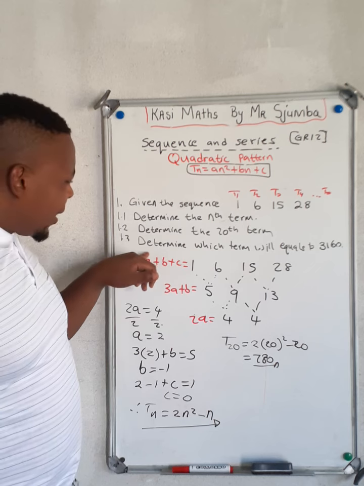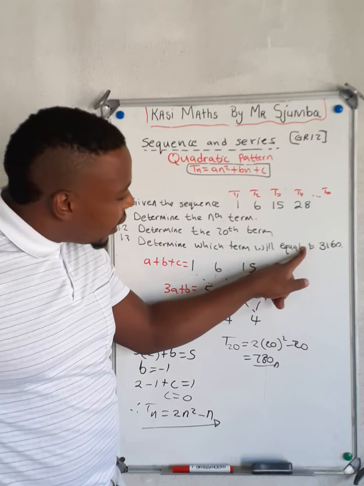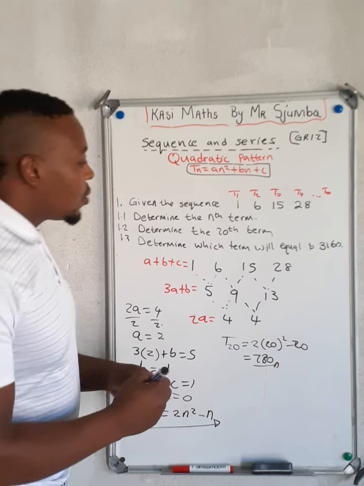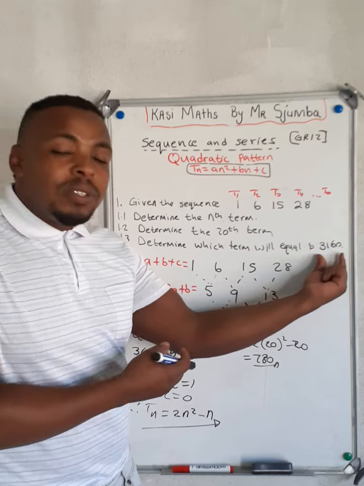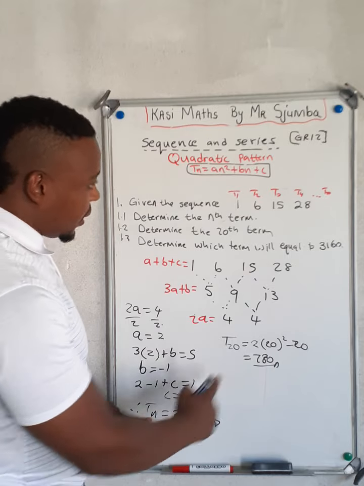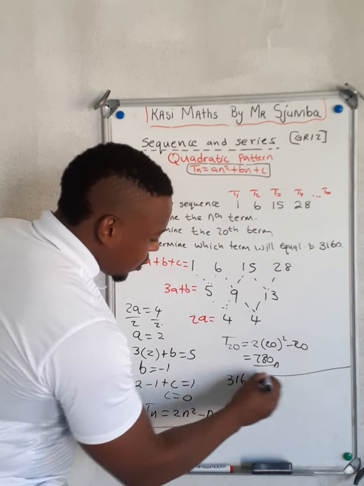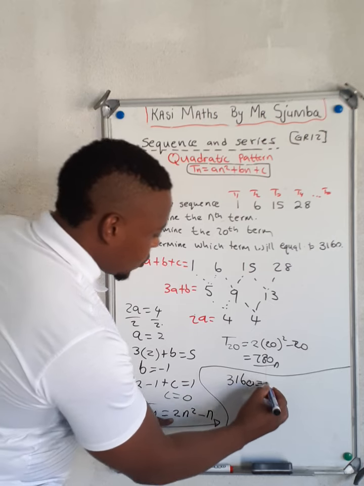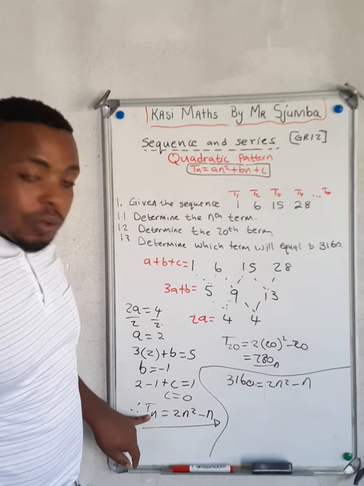Then the last question, we should determine which term will equal 3160. So which term, meaning we're looking for n. We are given the value of Tn. So the same formula, because we are talking about the same number pattern. In place of Tn, we put 3160, which will equal 2n squared minus n. That is the replacement of Tn with 3160.